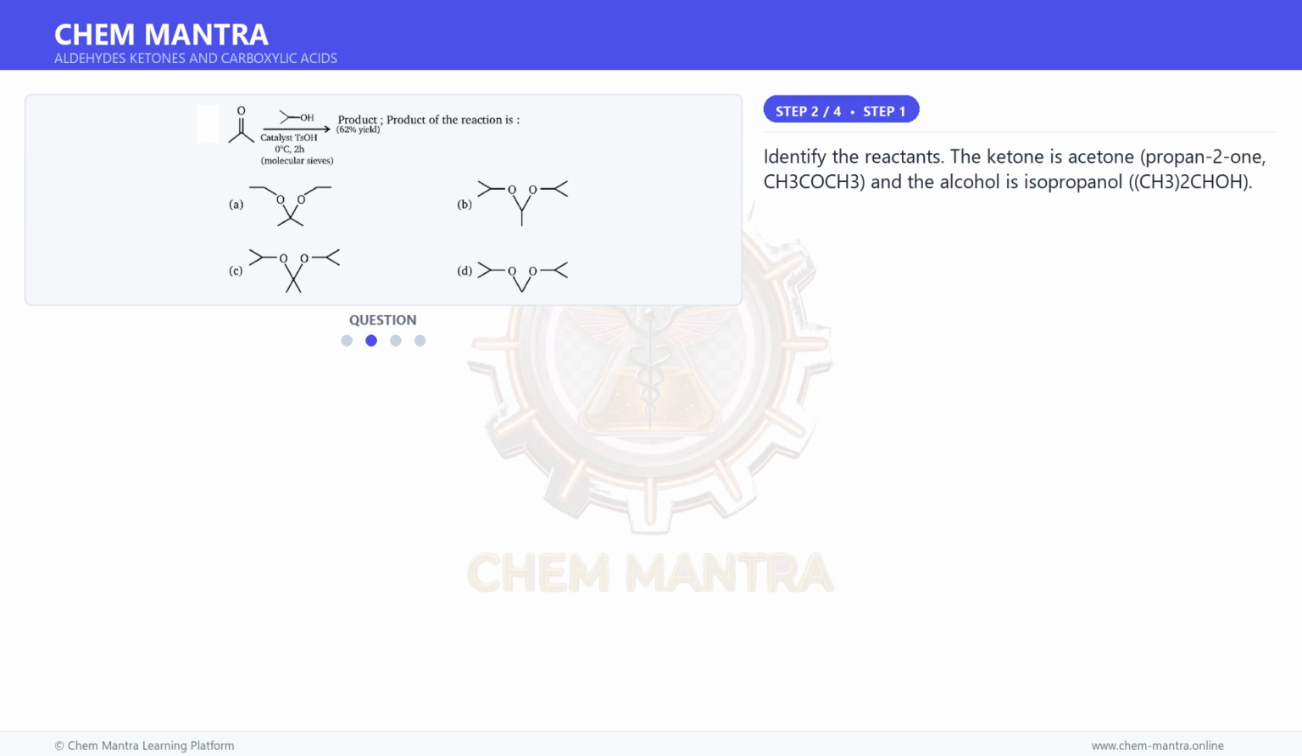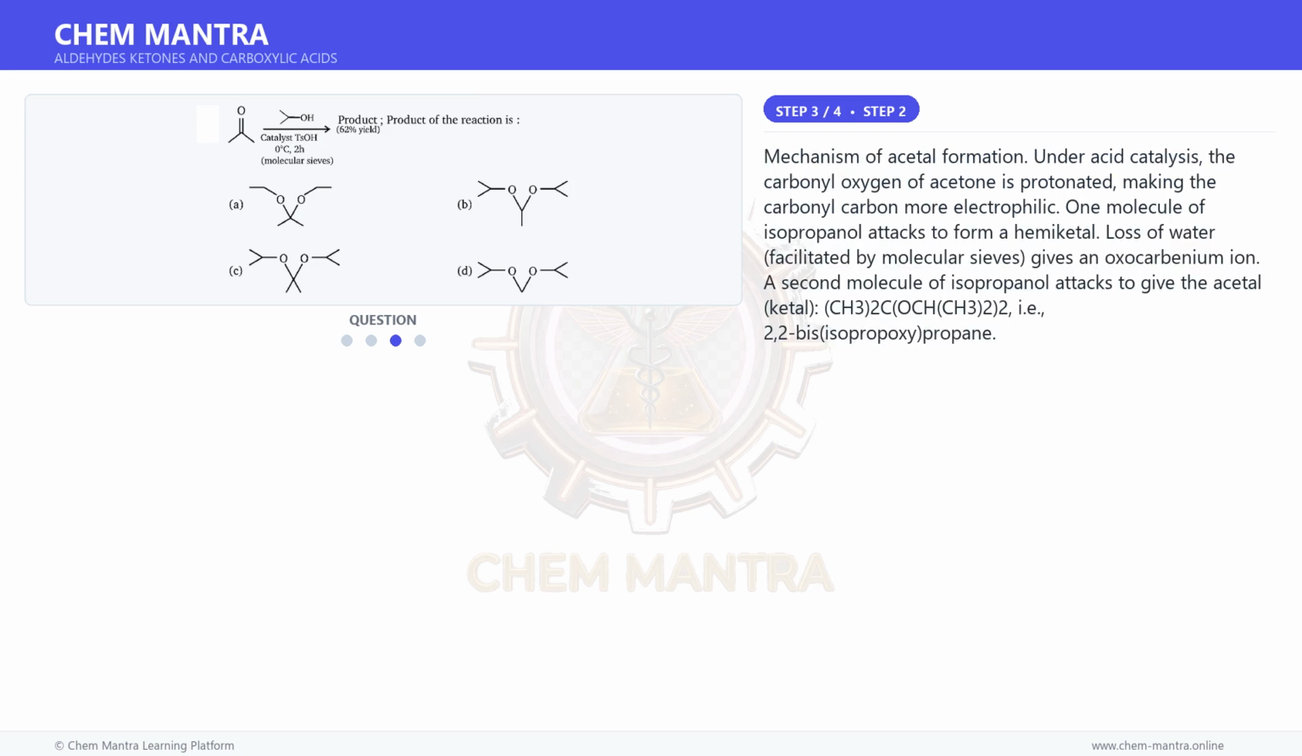Moving on to the next step. Identify the reactants. The ketone is acetone, propan-2-one, CH3COCH3, and the alcohol is isopropanol, CH3CH(OH)CH3. Moving on to the next step.